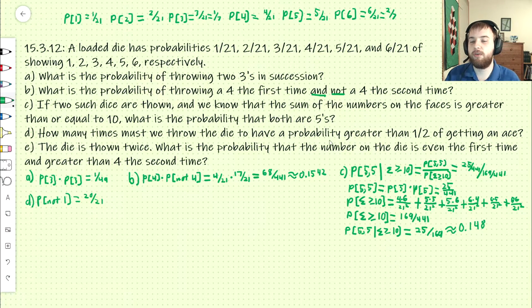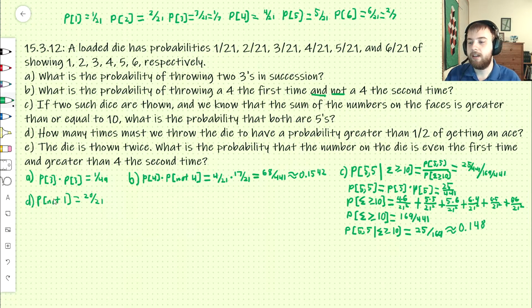How many times must you throw the die to have a probability greater than 1/2 of getting an ace? That's the same as saying, how many times do we have to throw the die to have a probability less than 1/2 of never getting an ace? Do you see how that works? So when we have less than 1/2 probability of never getting an ace, we will at that same point have a greater than 1/2 probability of getting an ace. So that's how we're going to work this problem.